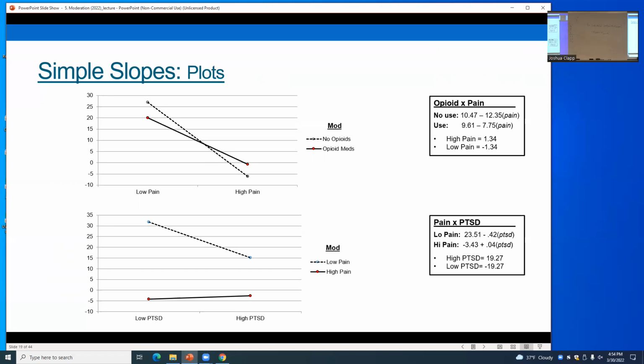Can you repeat the question? Yeah, so if I'm looking at the association of pain and functioning, what's the impact of opiate use on the effect of pain on functioning?